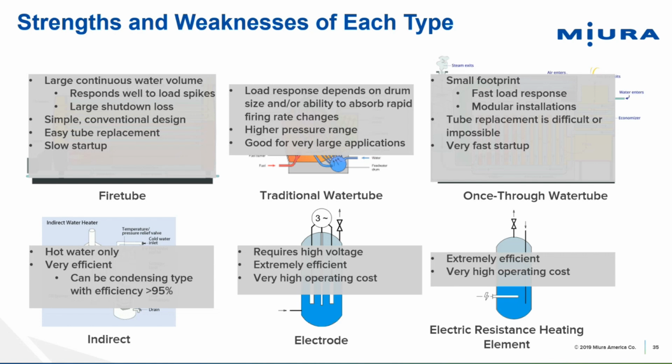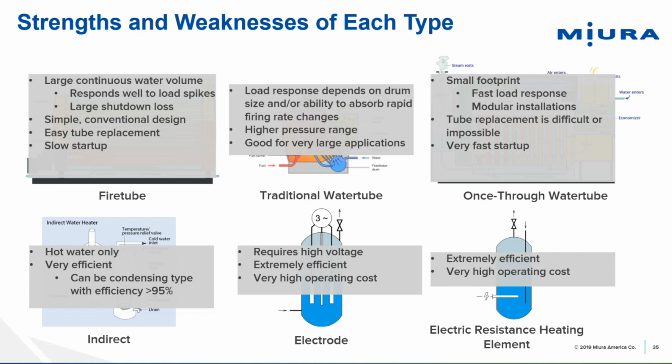Whereas with a traditional water tube, load response is going to depend a lot on drum size, its firing ability to absorb rapid firing rate changes. But you can go to a lot higher pressure range than these other types. It's almost always the best for very large applications, right? Pretty much every fossil-fired power plant in the country that has these massive steam outputs, they're almost all water tube boilers, right? Because it does make sense at that very large application.